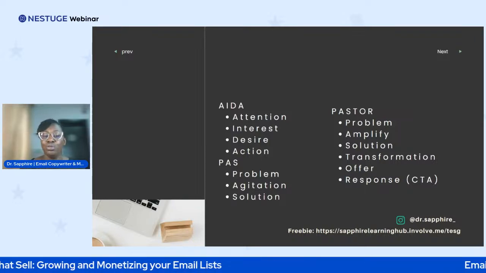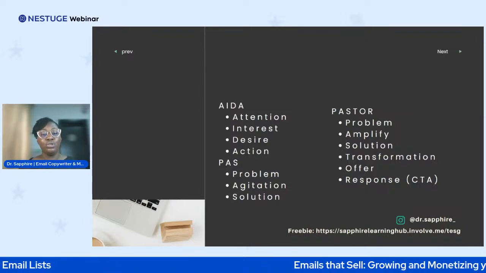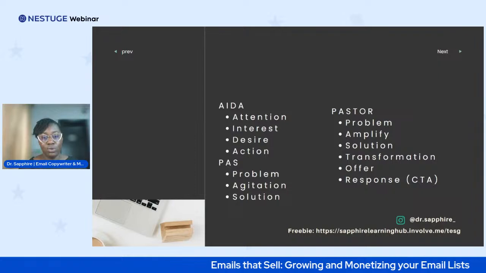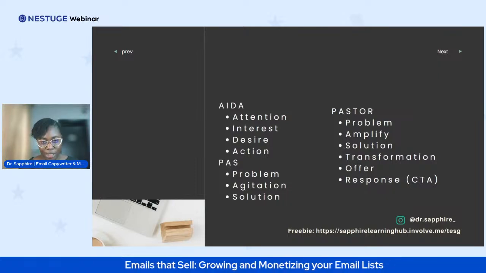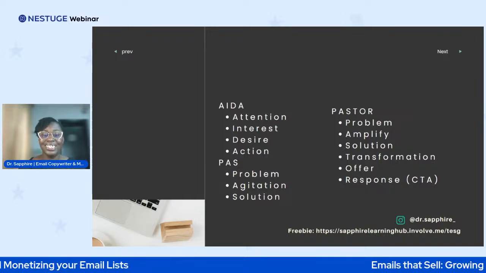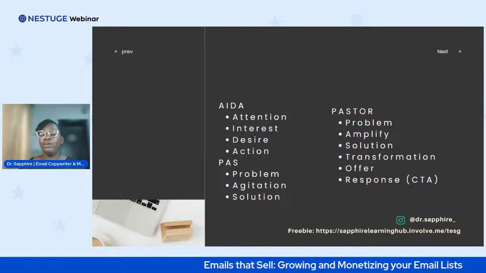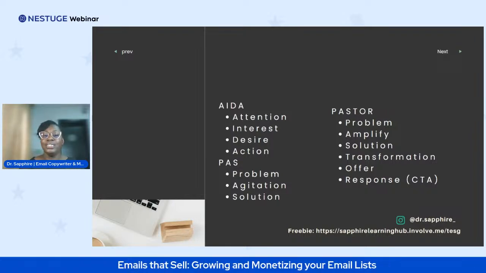Okay. Now, when we go to the pastor formula, we're now looking at the problem itself again, but this time we want to amplify it, which is also like agitating it. We want to bring in the solution, but instead of stopping at the solution, we now want to talk about the transformation. And this can come in terms of past clients, past students, past experiences, how you went from 0 to 100.